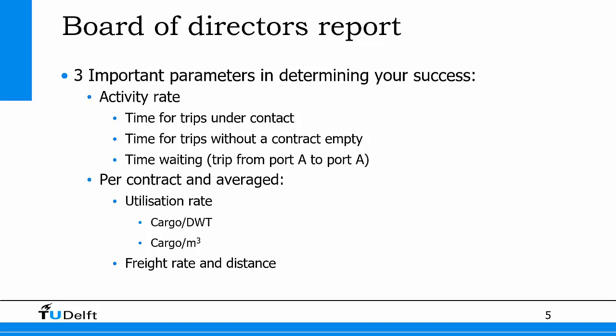Also look at the contracts you had and average them. So you get your utilization rate. How much cargo did you take for the dead weight of each vessel? How much cargo did you take compared to the volume for the cargo of each vessel? And finally, look at the freight rates and the distance you took as an average. So the average freight rates over time and the average distance. Did they change over time?